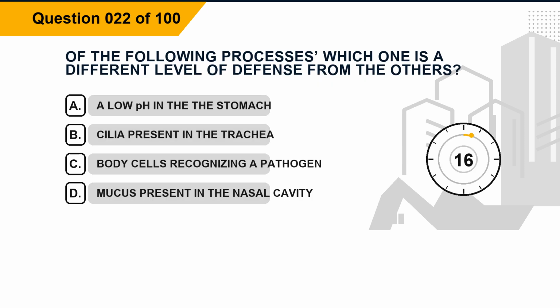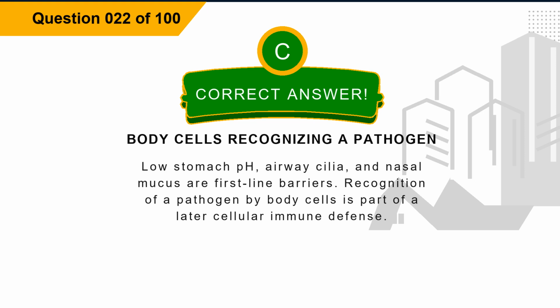Question 22. Of the following processes, which one is a different level of defense from the others? Option A, a low pH in the stomach. Option B, cilia present in the trachea. Option C, body cells recognizing a pathogen. Option D, mucus present in the nasal cavity. The correct answer is option C, body cells recognizing a pathogen. Explanation. Low stomach pH, airway cilia, and nasal mucus are first-line barriers. Recognition of a pathogen by body cells is part of a later cellular immune defense.